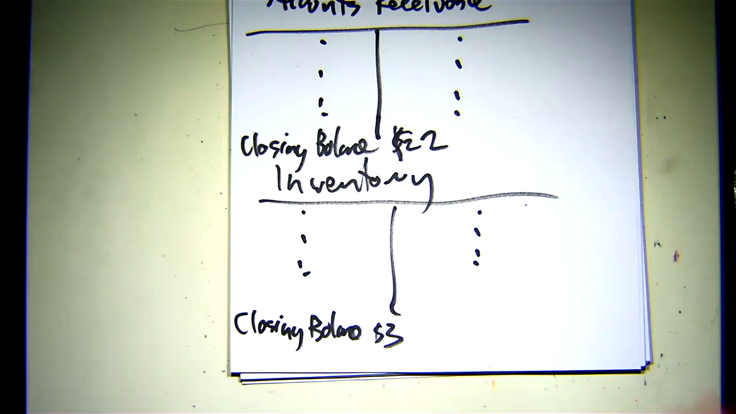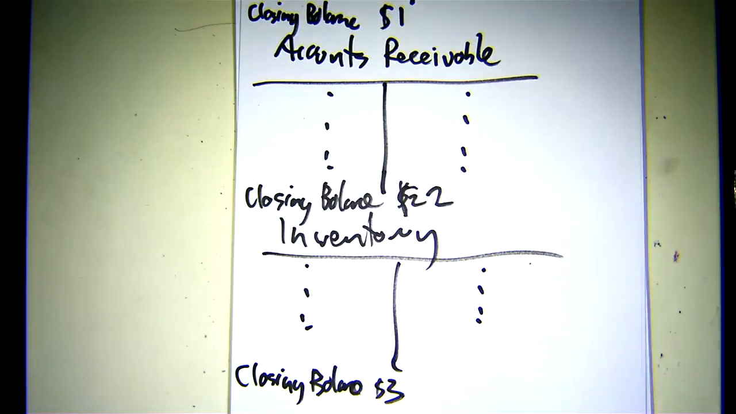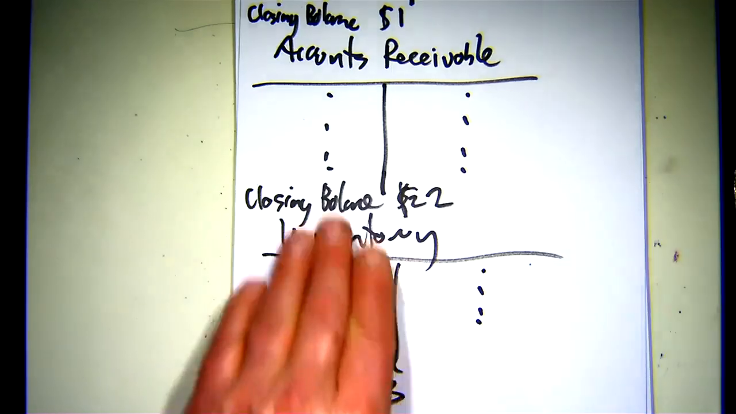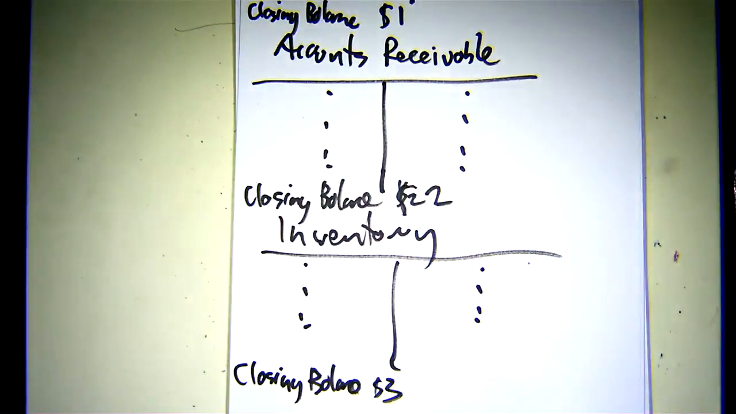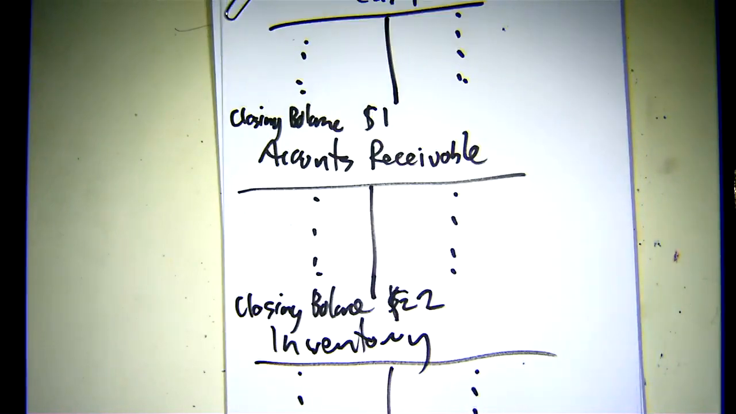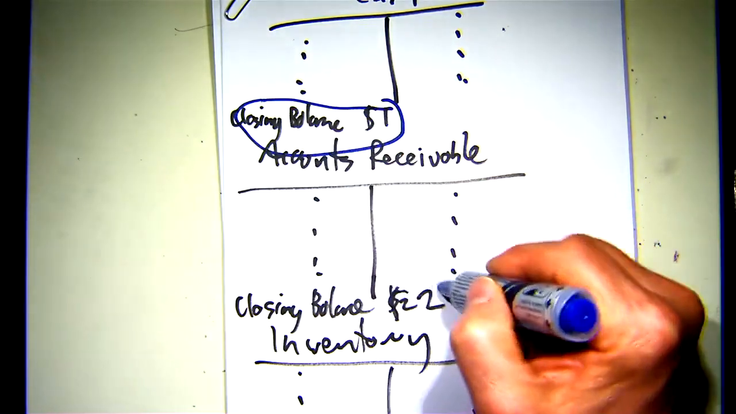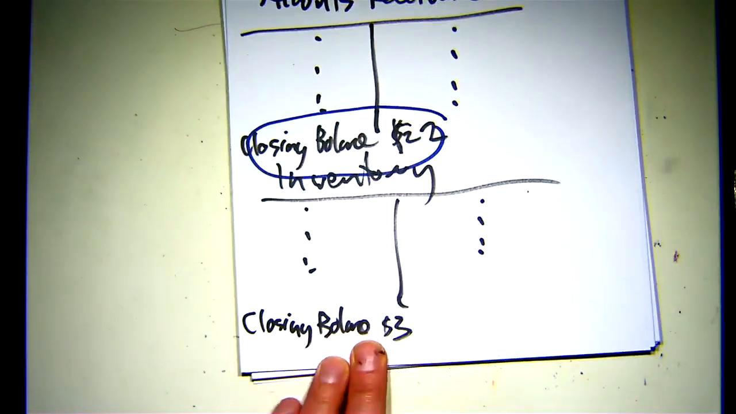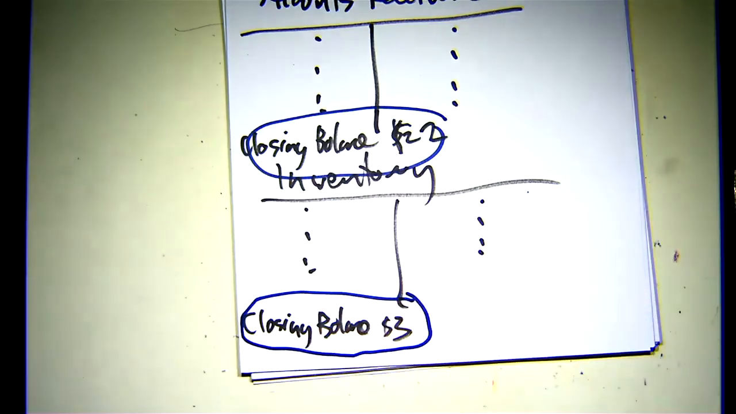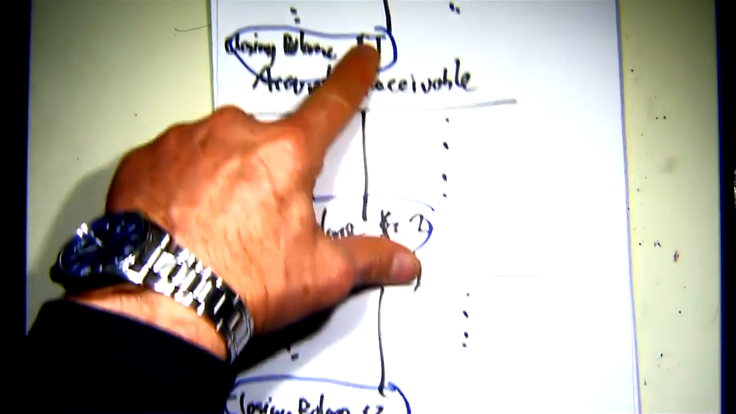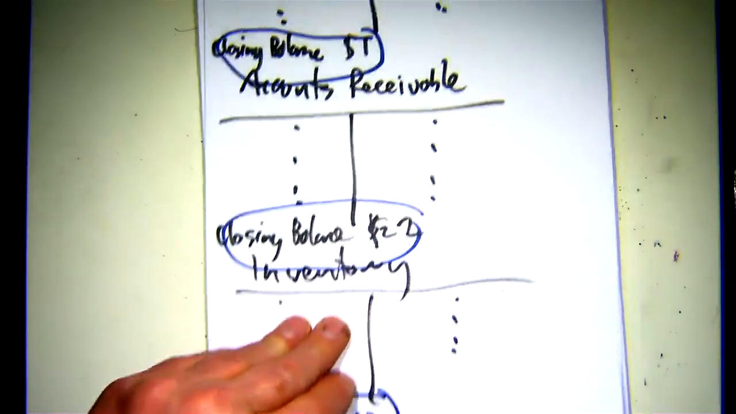So I do the same for all my liabilities and all my equity accounts and my income accounts and all my different expenses. And so they all have, if you like, a closing, or sometimes it's called an ending balance. And then what I do is I take all my closing balances for those accounts, and I transfer these closing balances into a trial balance.